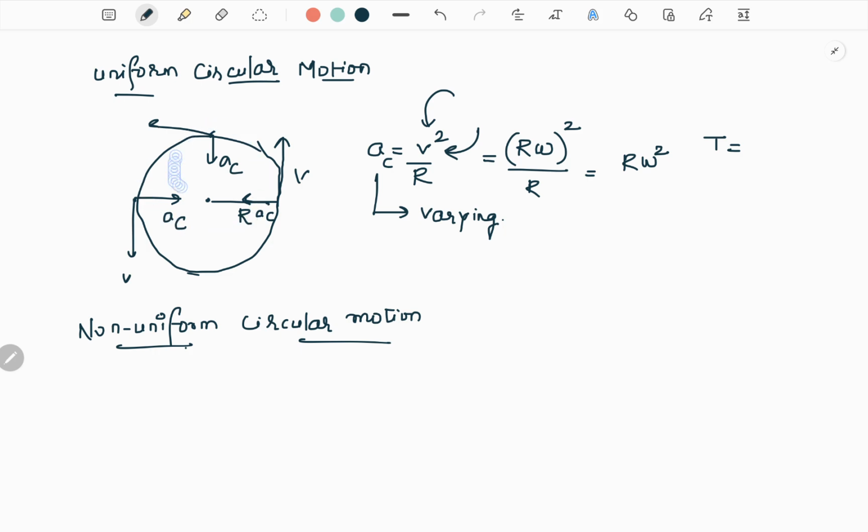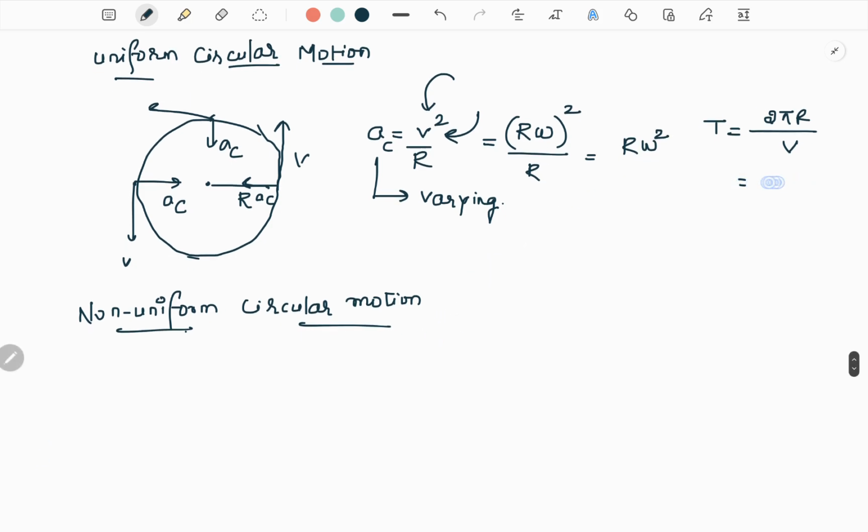So the time taken in this case would be the time taken to complete one circular path. Since it moves with a constant speed, if it completes one circular path, it needs to cover a distance of 2 pi r, which is nothing but the perimeter of that particular circle. So the time taken to complete one circular path would be the perimeter of the circle divided by the speed with which it was going in the circular path. Or we can also write it as 2 pi by omega, where omega represents the angular speed of the particle, since v is equal to r into omega.